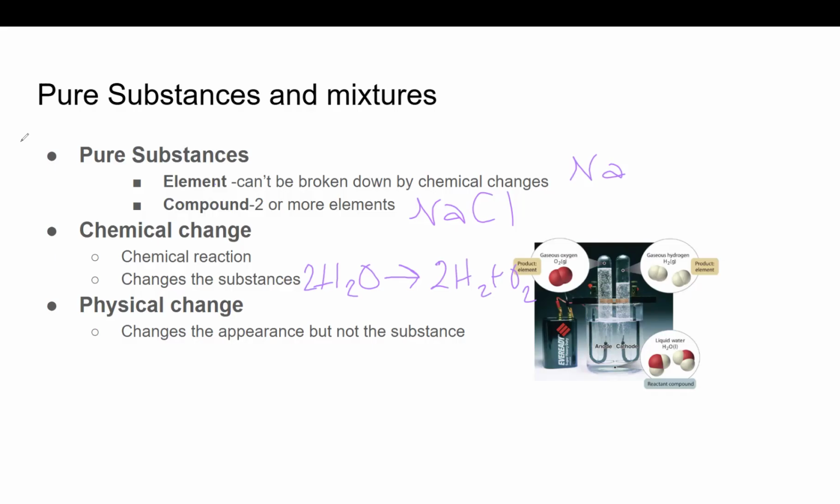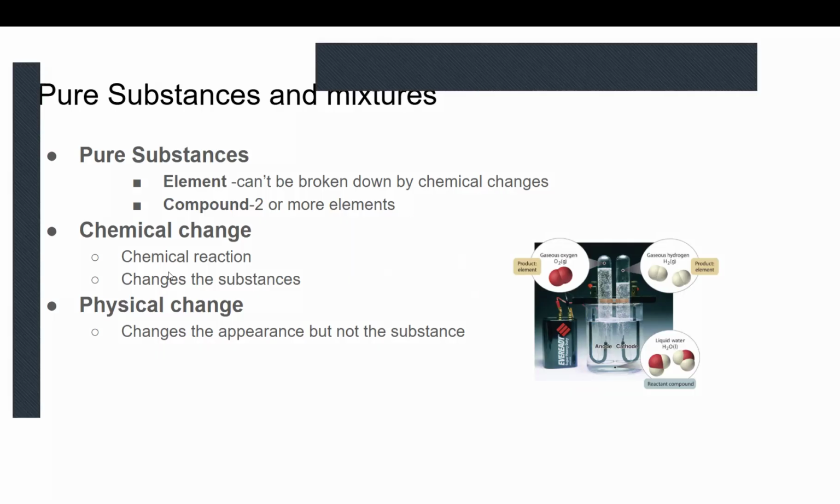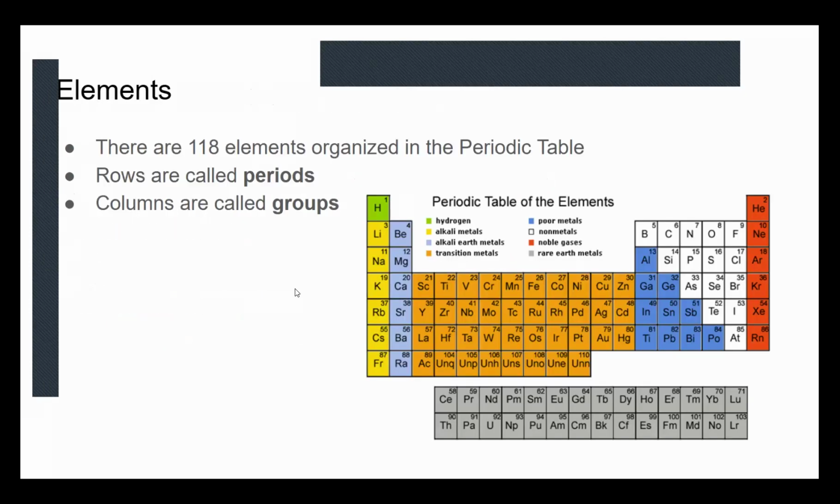A physical change just changes the appearance, but not the substance. If I cut my hair, that is a physical change. The hair's still hair, but it's not changed its properties. Now, there are 118 elements organized in the periodic table, and rows are called periods. Columns are called groups.